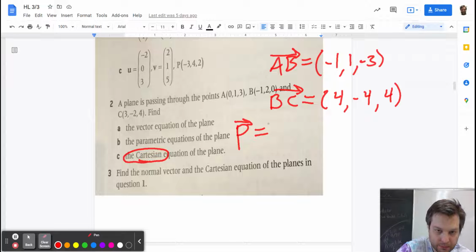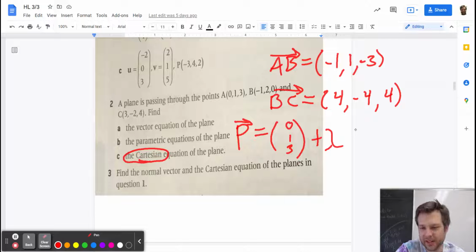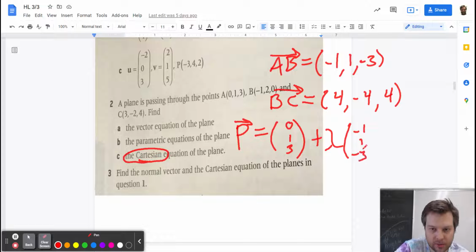Let's just use point A, 0, 1, 3, plus then a certain scalar multiple. For some reason, they like to use fancy Greek letters, but you could just use the letter T and Q or whatever letters you want. But in the textbook at least, they like to use lambda times one of your spanning vectors, negative 1, 1, negative 3, and then mu times one of your other spanning vectors, 4, negative 4, and 4.